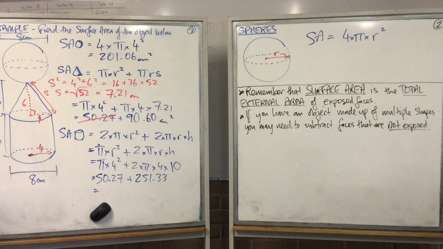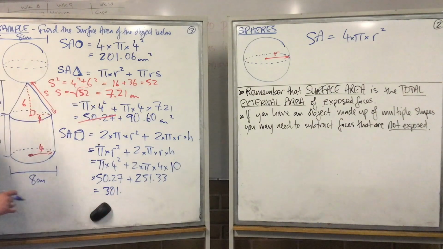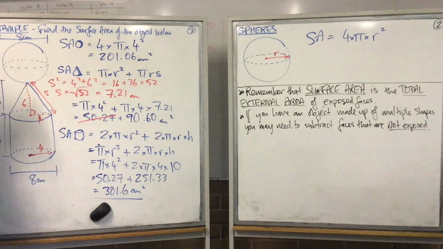251.33 plus 50.27. So the grand total of the cylinder is 301.6 square centimeters. Underline that because that's part of my working out. Underline this because that's the surface area of the cone.